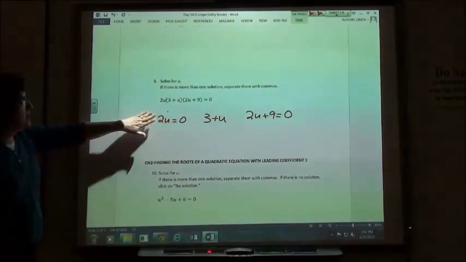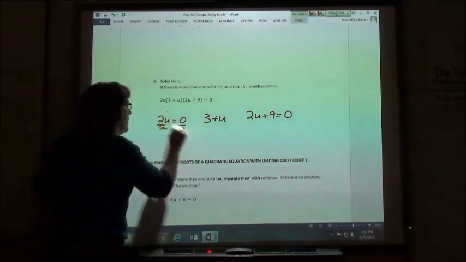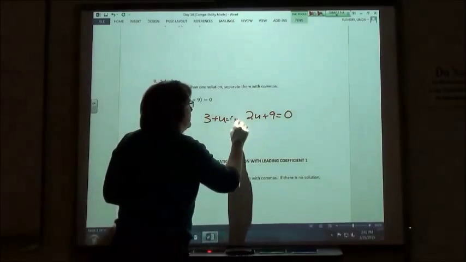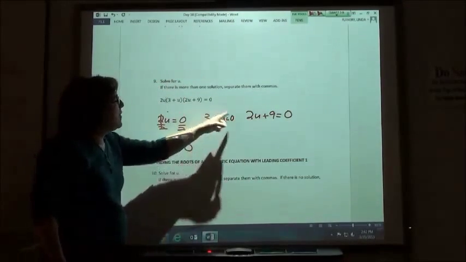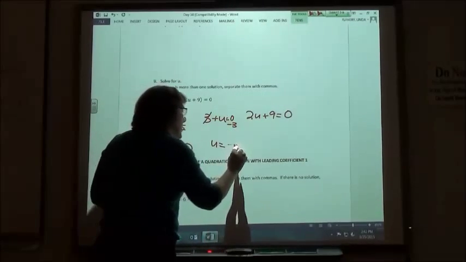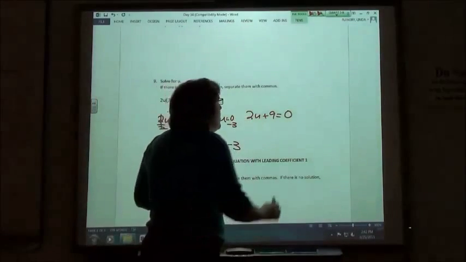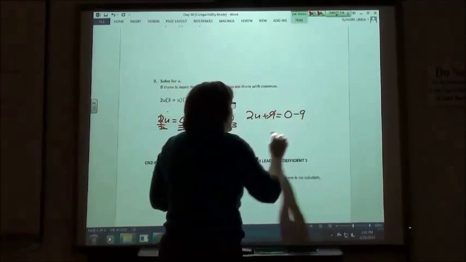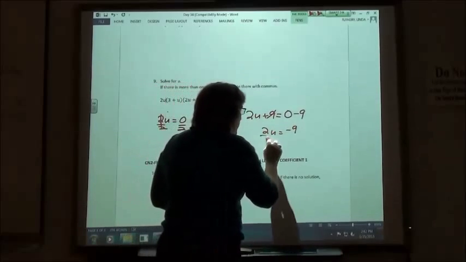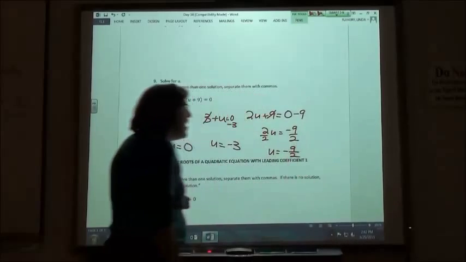So if I solve this one, I have to divide by my 2. 0 divided by 2 is still 0. If I'm going to solve this one, I've got to move my 3 to the other side, so I've got a minus 3. 0 minus 3 is minus 3. And then if I have this one here, I have to minus my 9 first. 2u equals negative 9. And then I have to divide by 2. This one I can't simplify other than I write it as negative 9/2.